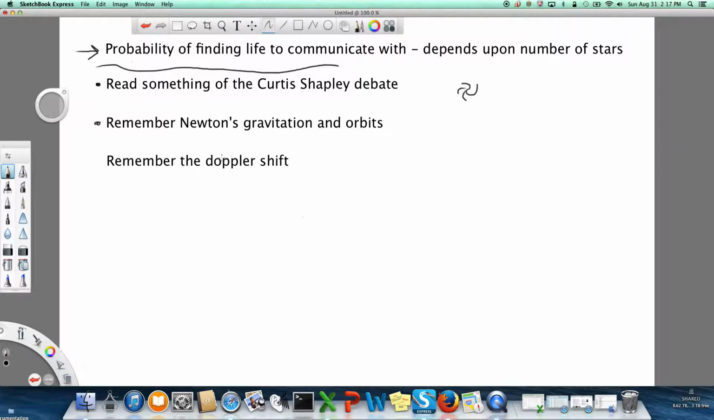And then finally, remember something about the Doppler shift. If we're not going to be able to go to those stars, then how are we going to get information about their speeds so we can know something about their orbits, and from gravitation know something about the stars in the first place? So, a little bit about Doppler shifts. That informs us about orbits. Orbits will inform us about the number of stars, which will eventually tell us something about the probability of finding life.